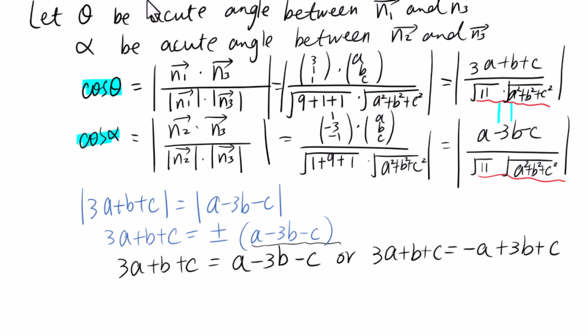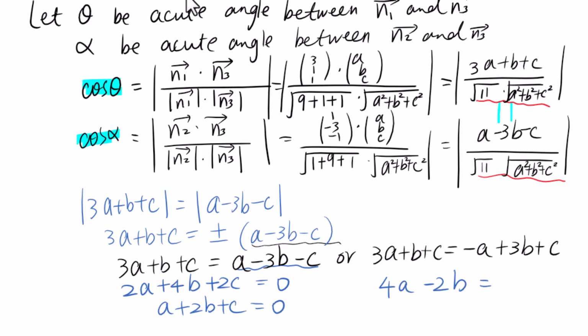Then move the terms to the left side. Combine like terms: 2A plus 4B plus 2C equals 0. Divide both sides by 2: A plus 2B plus C equals 0. For this one, move everything to the left side: 4A minus 2B equals 0. Divide both sides by 2: 2A minus B equals 0.